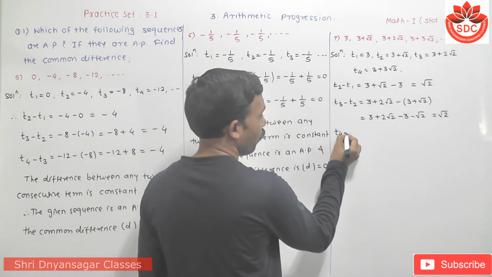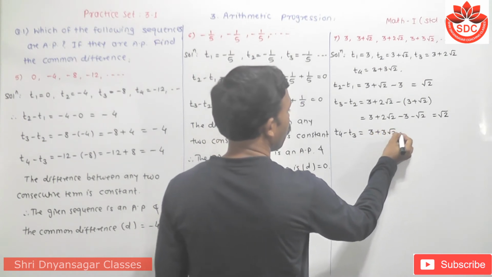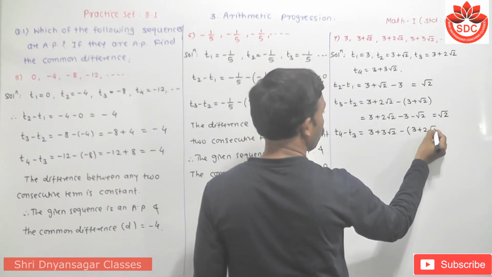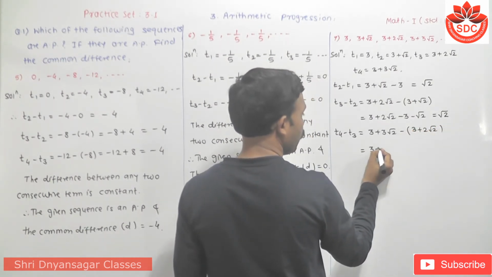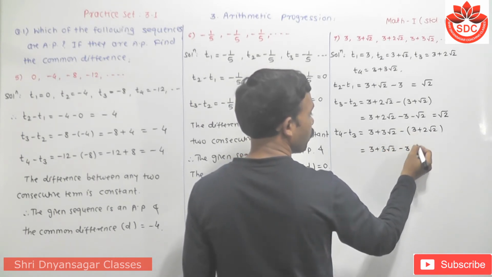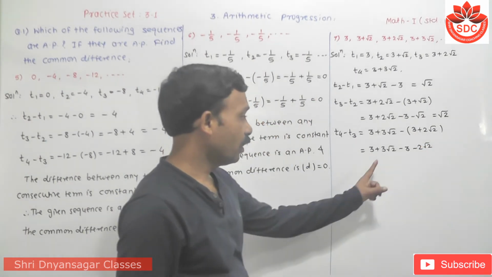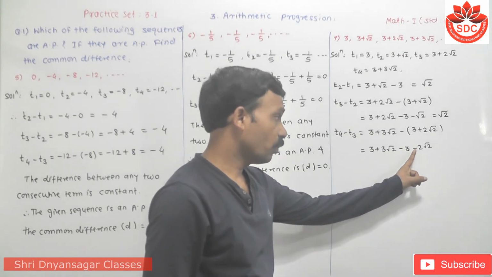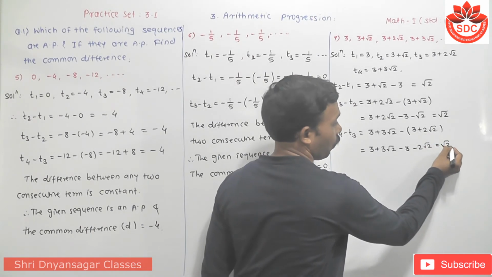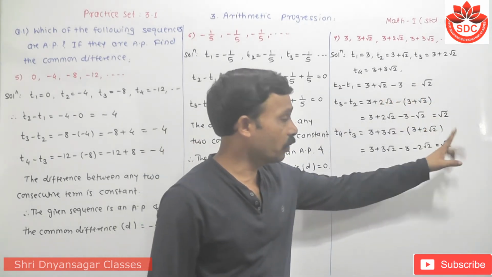Similarly, we can find out T4 minus T3. The value of T4 is 3 plus 3 root 2 minus, in bracket, T3 which is 3 plus 2 root 2. When we subtract, the signs of the second bracket change, meaning minus 3 minus 2 root 2. These 3 and minus 3 get cancelled. From 3 root 2 minus 2 root 2, it becomes again 1 root 2, meaning only root 2. Look here, the difference between any two consecutive terms is root 2, which is constant.